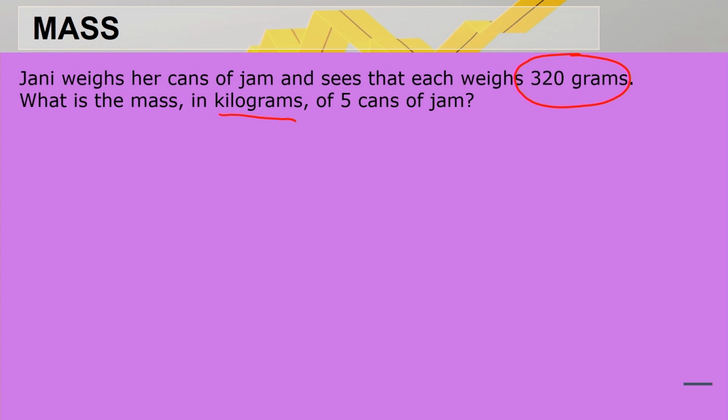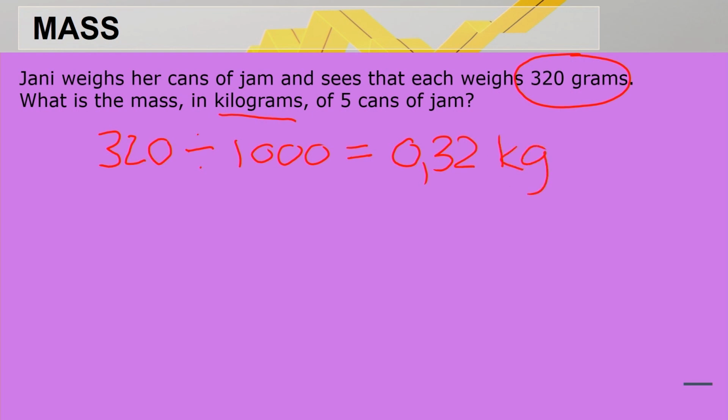Now, seeing that there is 1,000 grams in a kilogram, we are going to take that 320 grams and divide it by 1,000, and then it's going to be 0.32 kilograms each. So then, to calculate the mass of the 5 cans, it's going to be 5 times 0.32, and then the total weight there is 1.6 kilograms.